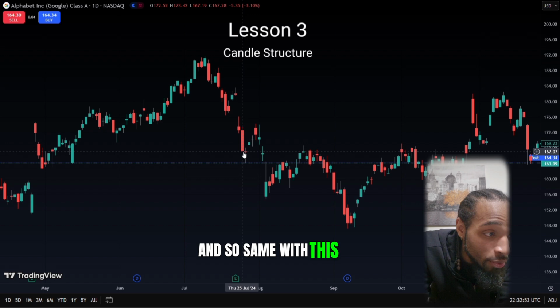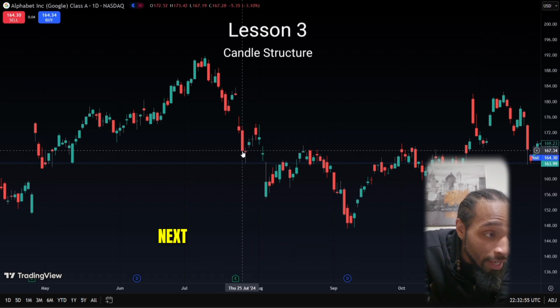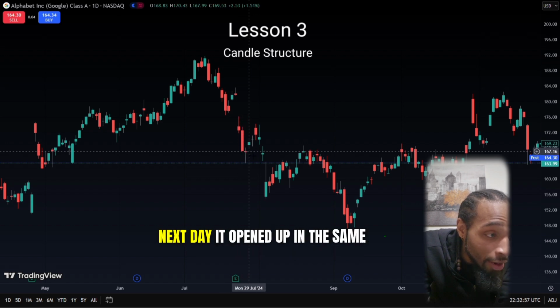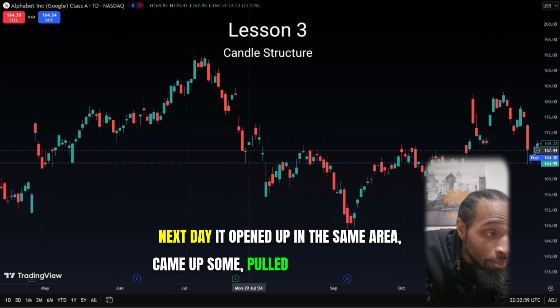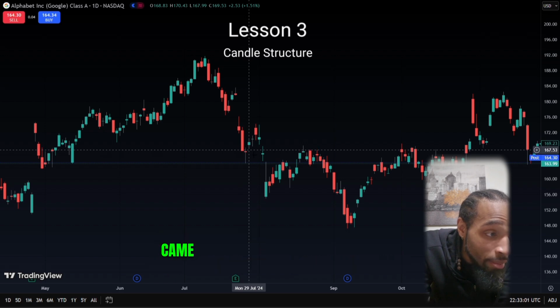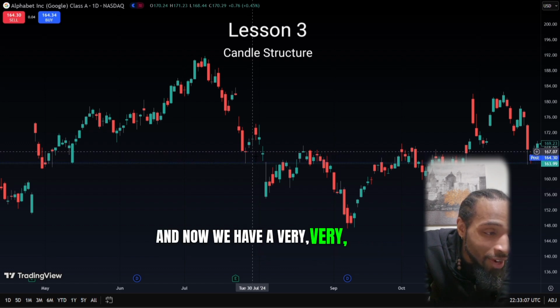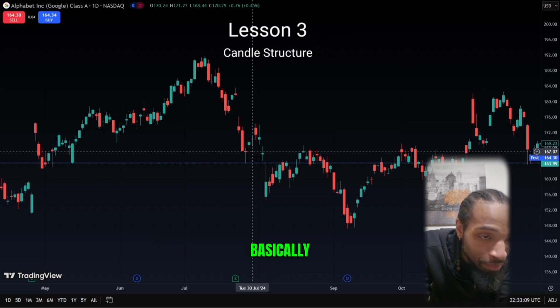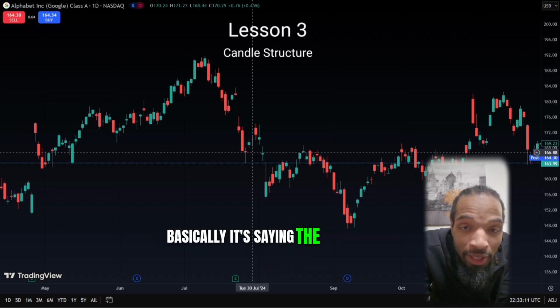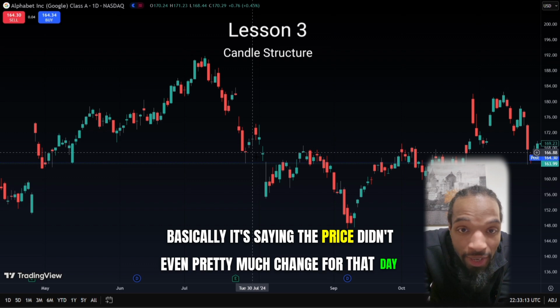And so same with this one. Boom, it closed. Next day, it opened up in the same area, came up some, pulled back, it got skinny. Came down, pulled back, it got skinny. And now we have a very, very tiny body. Basically it's saying the price pretty much didn't change for that day.